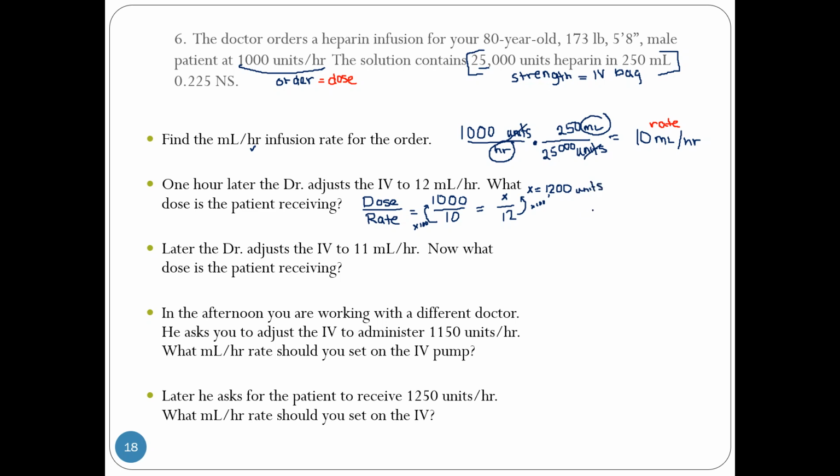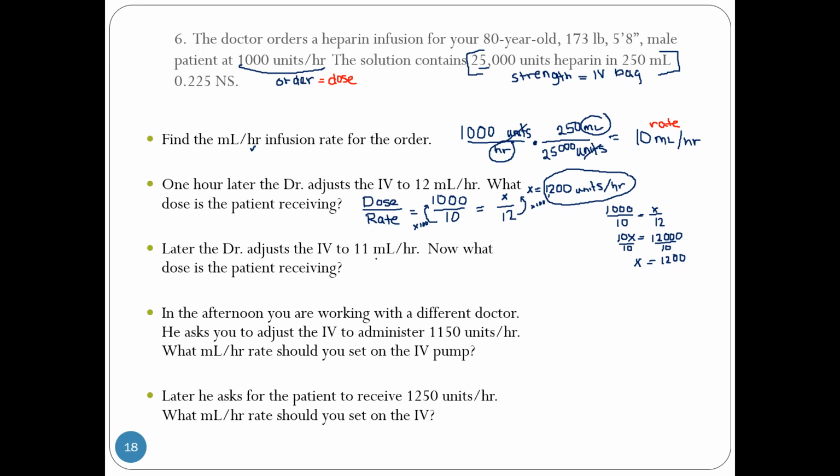But I'm also going to do my math. So we have 1,000 over 10 equals X over 12. Cross multiply, 10X equals 1,2 with 3 zeros. Divide by 10 on both sides. And X equals 1,2 with 2 zeros, which is exactly what we thought the answer would be up here, the 1,200 units per hour. So this problem can be very easy because I've noticed this relationship.